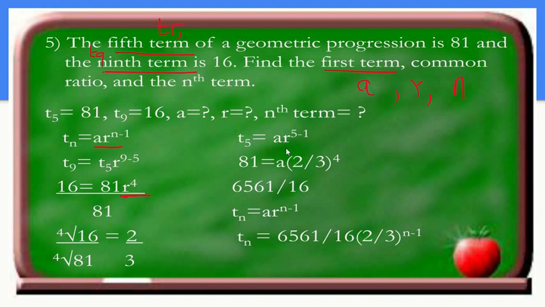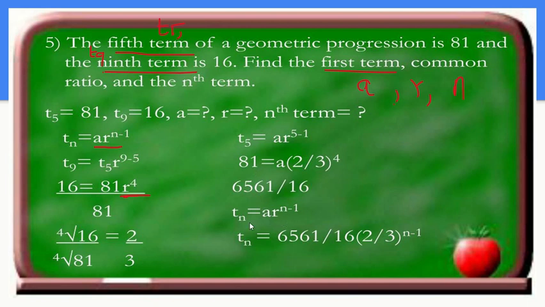Here you can see T5. What is T5 over here? AR power 5 minus 1. They have given T5 as 81. 81 equal to A into, what is R? We found it out, it's 2 by 3, right? 2 by 3 the whole power 4. So if I want to find out A, what I can do? A is 81 into 3 power 4 divided by 2 power 4. As we learned, 2 power 4 is 2 into 2 into 2 into 2, 4 times you will do it, right? So it is 16. Then 3 power 4, how much? You will multiply with this.